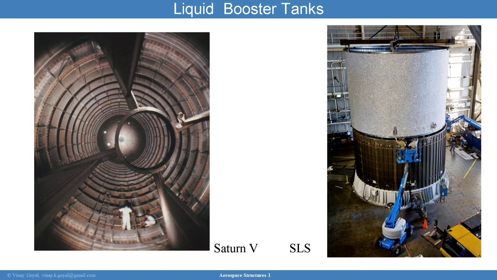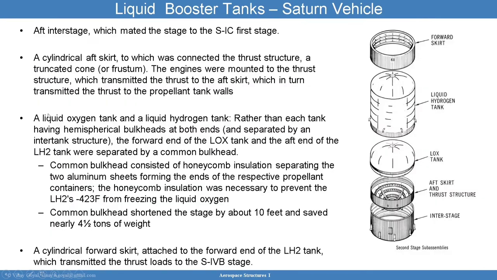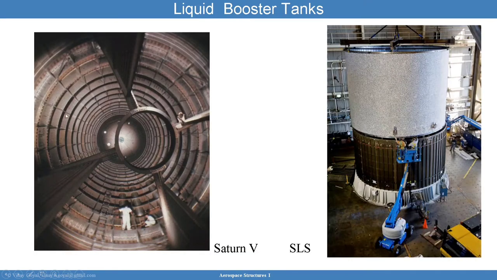Here's a view from the inside, and you can see here the Saturn V design. You can see the baffles, and some of these baffles prevent some of the issues that have to do with sloshing. You can also see this piping, that will also play a key role in transferring fluids to the engine. Here is one of the SLS designs.